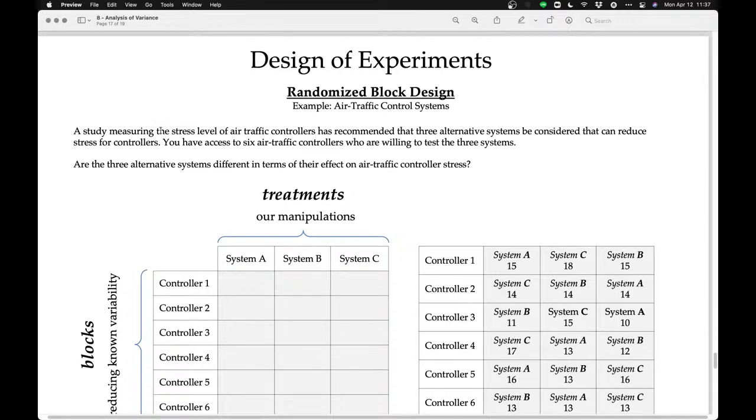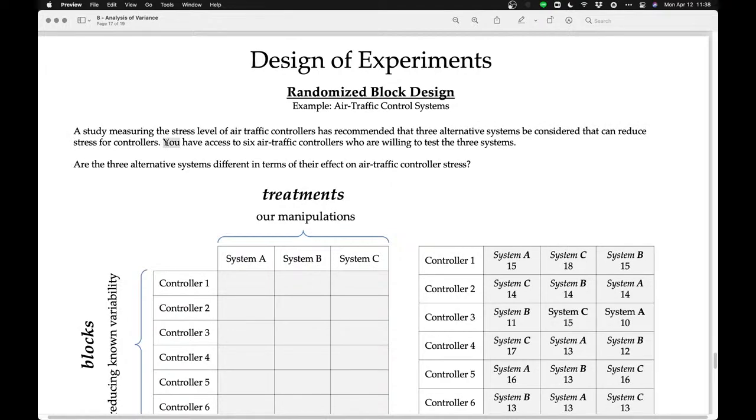So imagine we're trying to reduce the stress of these air traffic controllers, and somebody, probably an IT person, has decided we can design the system they're using to be a little bit better, to give them some better information. There's a few different systems we can have. So there's a study measuring the stress level of air traffic controllers, and there are three alternative systems to consider that might reduce the stress of controllers. So there are three systems we would like to test.